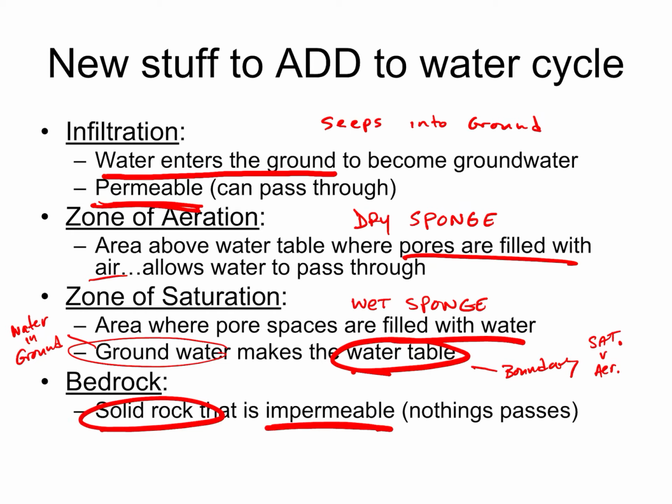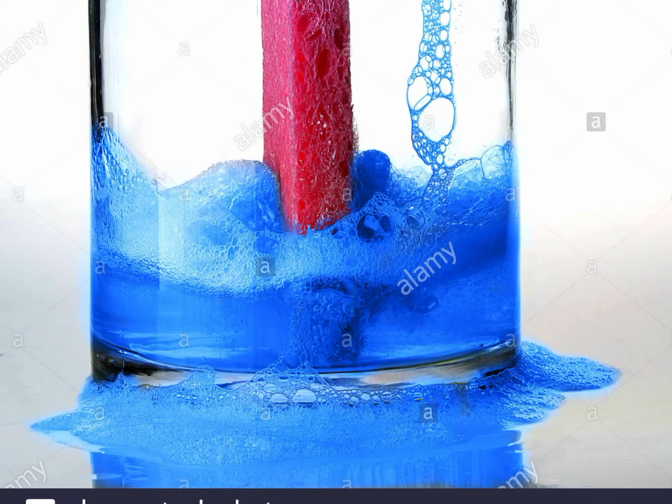Okay, so before I get into the big diagram that's on your note sheet, I just want to quickly show you this picture. Okay, here is a sponge sitting in some dyed water. This boundary is the water table.